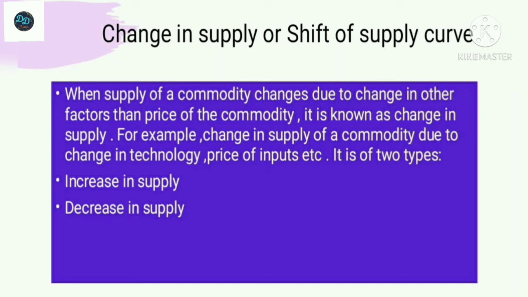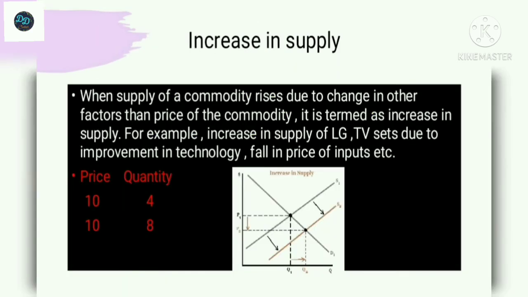Under this, two types are there: one is increase in supply and the other is decrease in supply. First, the increase in supply. When the supply of a commodity rises due to change in factors other than the price of the commodity, it is termed an increase in supply. For example, an increase in supply of LG TV sets due to improvement in technology or a fall in the price of inputs. These are examples of increase in supply.